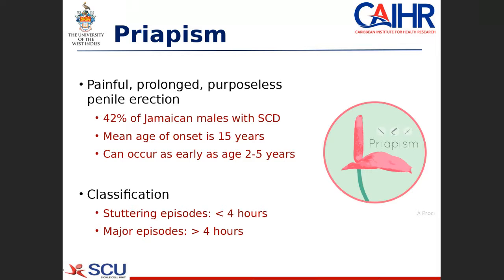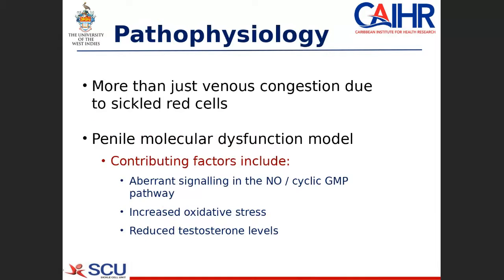Priapism is a painful, prolonged, purposeless penile erection. It is common in about 42% of males with sickle cell disease. Mean age of onset is about 15, and it can occur as early as age 2 to 5 years. We tend to classify them as either stuttering episodes if they are under 4 hours, or major episodes if they are over 4 hours. Now, why do persons with sickle cell disease get priapism?